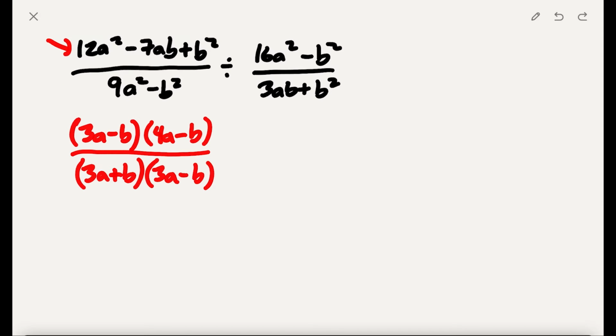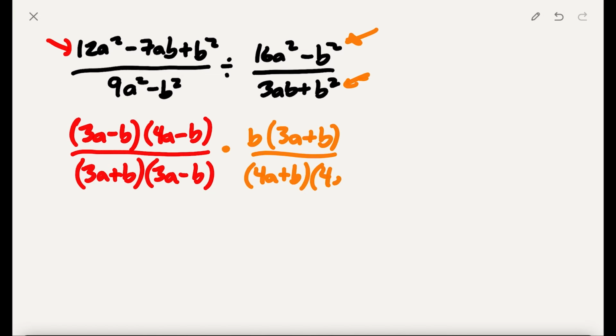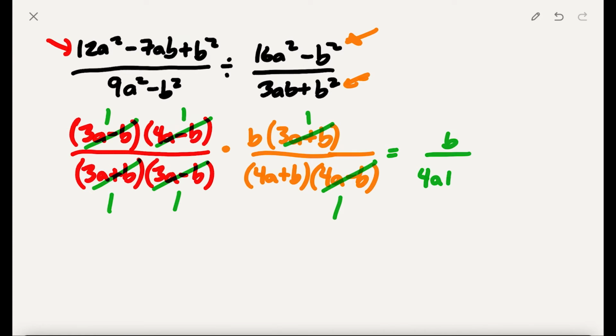Okay, then I'm going to multiply, and I'm going to factor this denominator here because it's going to become the numerator. You can factor out a b, and you're going to be left with 3a plus b over this factored is going to be 4a plus b times 4a minus b. And then let's start canceling some stuff out. So that'll cancel there. This is going to cancel over here. This will cancel here. And you're going to be left with b over 4a plus b for the final answer.